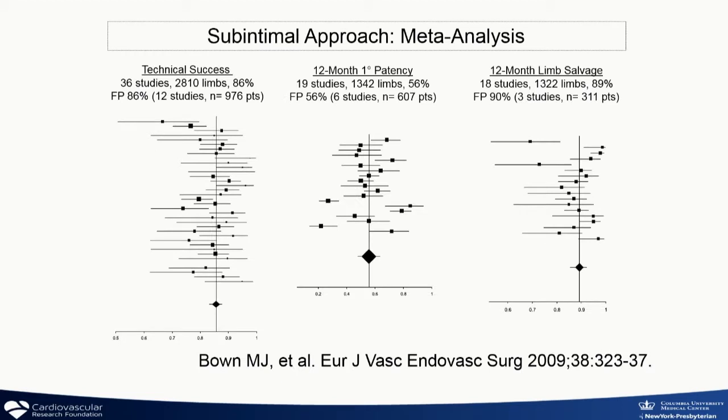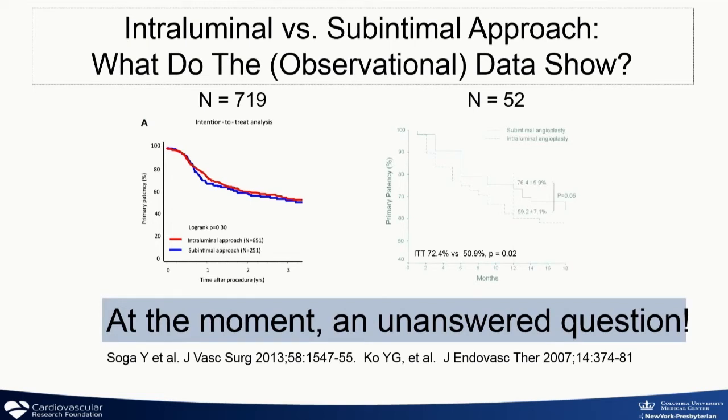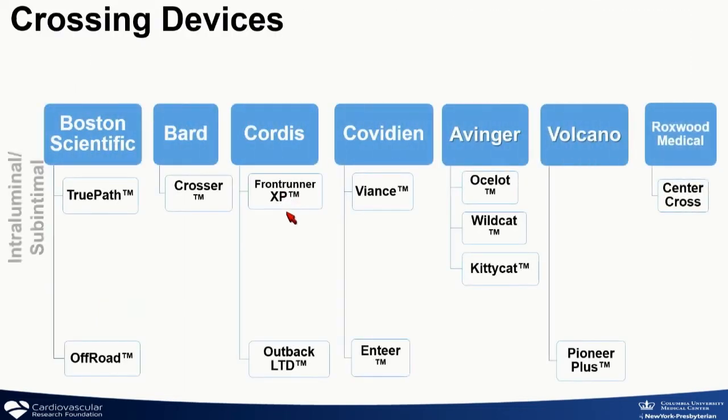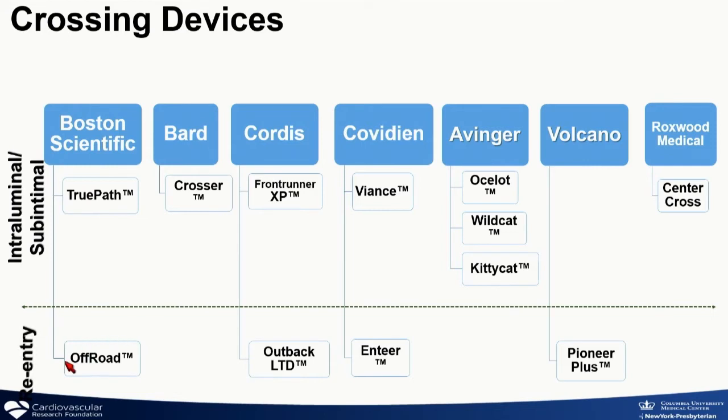Meta-analyses are of relatively little value in terms of looking at the subintimal approach with respect to technical success, patency, and limb salvage. And you've already seen these data, especially the data from Dr. Soga in Japan, where there seems to be little difference in patency in the near term, whether you take an intimal or subintimal approach. So you've already heard about the panoply of crossing devices and reentry devices.